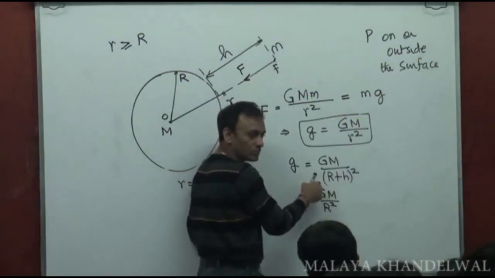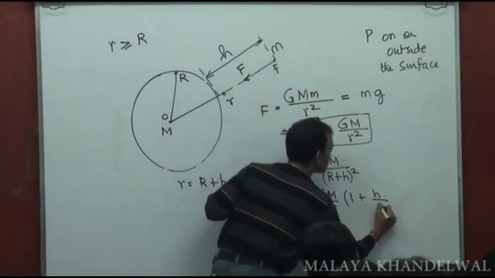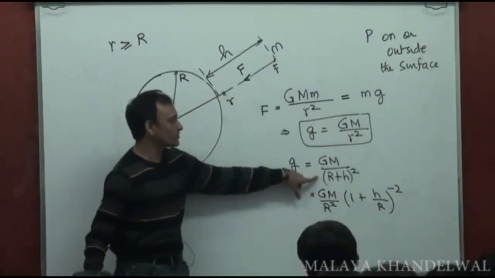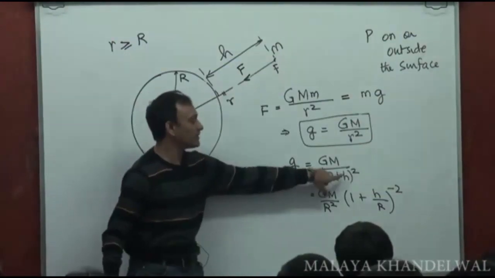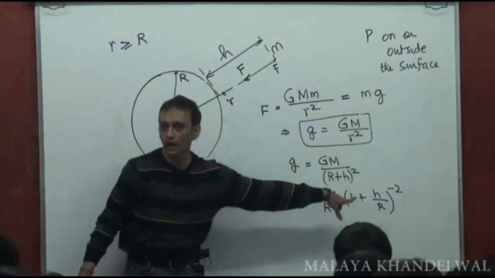If I take R common, this will become R squared into (1 plus h by R) to the power minus 2. If I took R common from this, then I have R squared and (1 plus h by R) whole to the power minus 2. Clear?